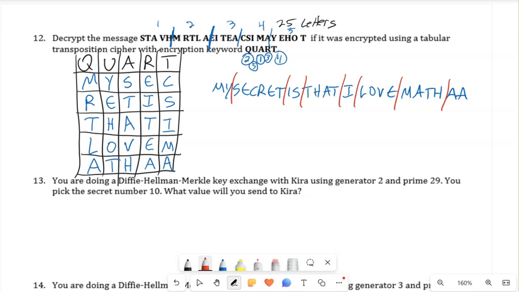The AA are filler letters. They're not part of the message. And this would be how you use a tabular transposition cipher with keyword to decrypt a message. You might also review how you use the keyword to encrypt the message as well. Okay, nice.